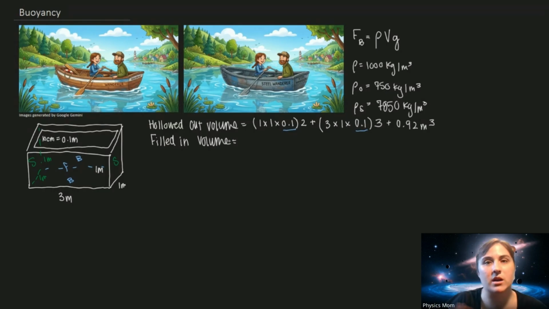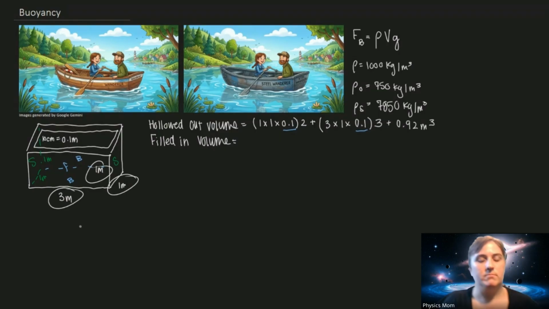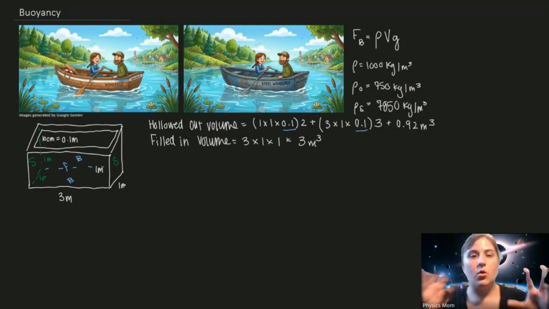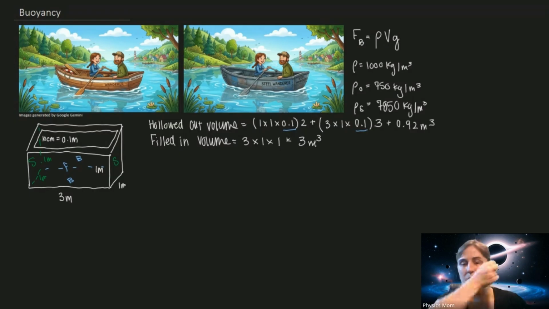This is the big dimensions. This would be the 3 by 1 by 1, so it's just going to be 3 by 1 by 1, or 3 meters cubed. That's the whole filled in volume, the volume of the boat as a whole. Now, how does this help us? We can use the hollowed out volume to figure out how much mass the wood and steel would represent.